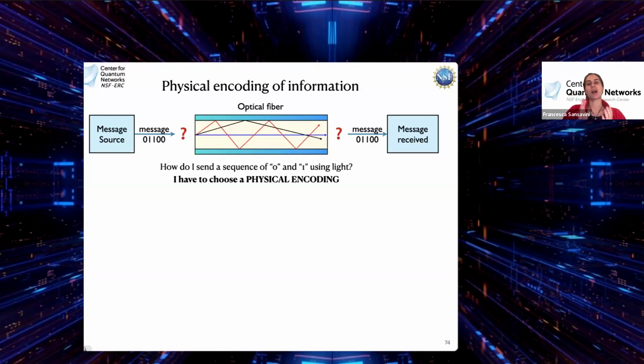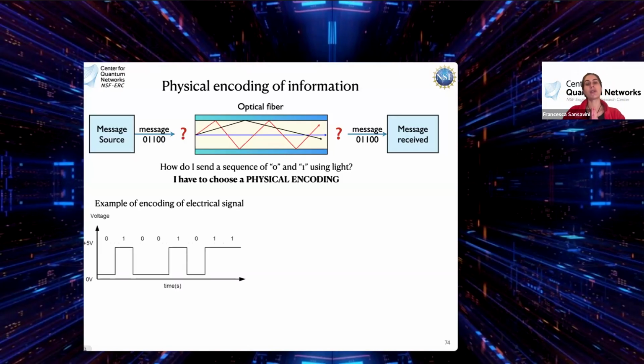So how do I send, for example, a sequence of 0 and 1 using light? I need to choose what I refer to as physical encoding. For example, if we use an electrical signal, even the electrical wire doesn't know what is a 0 and what is a 1. But we indicate as 0 the 0-volt line, and we indicate as 1 the plus 5 volts line. And it's an arbitrary choice.